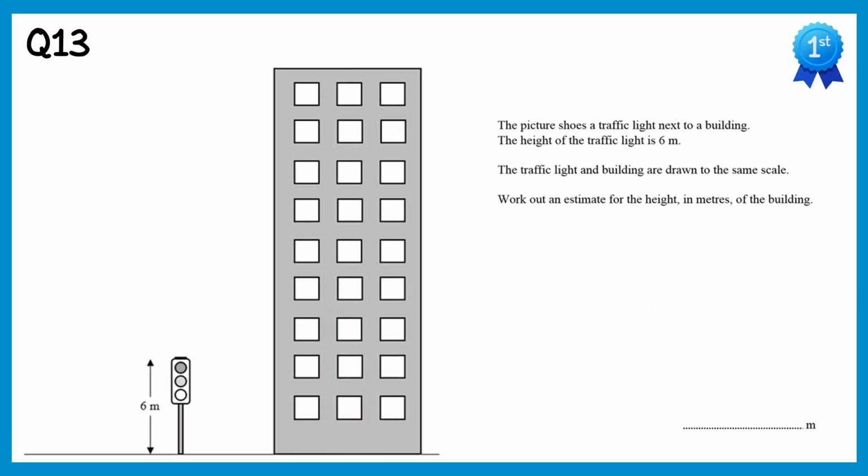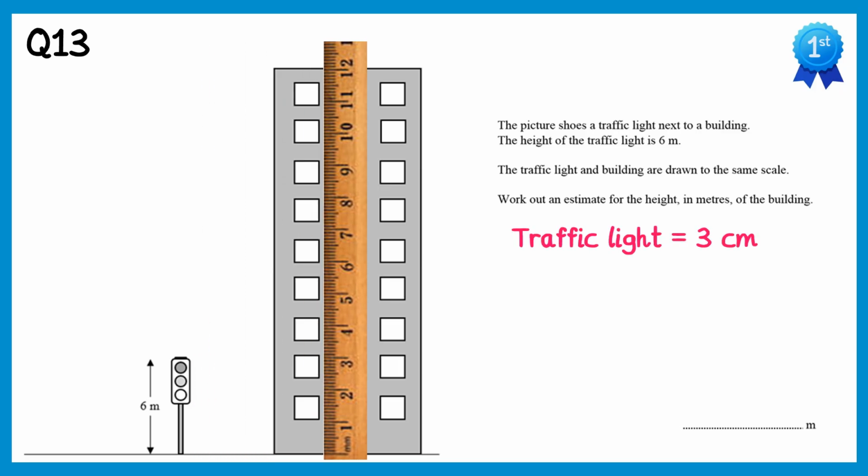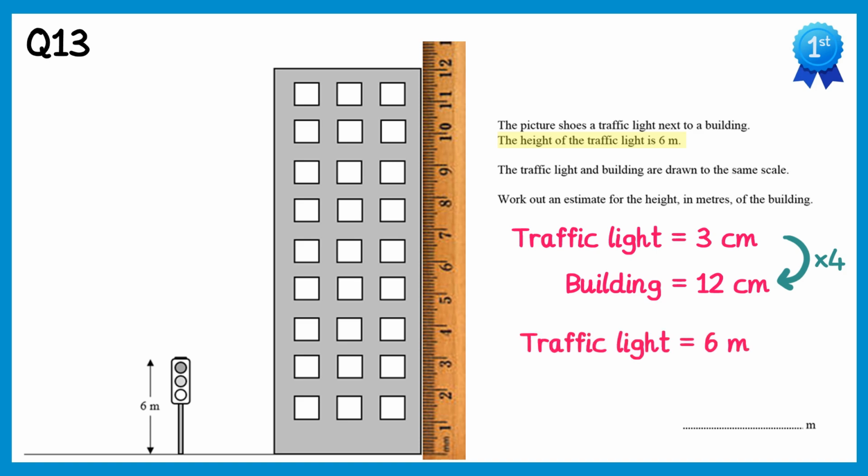For this question, take a ruler and measure the height of the traffic light. This comes out at around 3 centimeters. You also want to measure the height of the building, and this comes out at about 12 centimeters. You can see from this that the building is 4 times as tall as the traffic light. In the question, we were told the traffic light is actually 6 meters tall. So if we times this by 4, we get the height of the building, which is 24 meters.